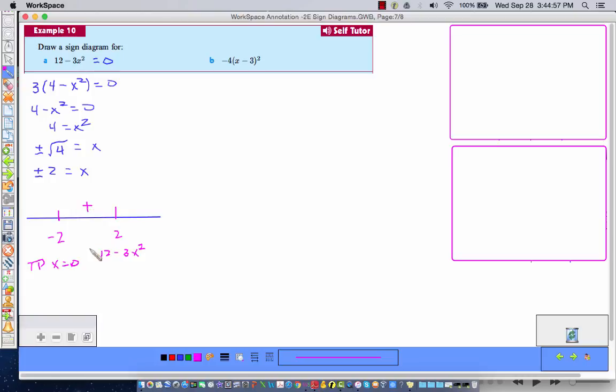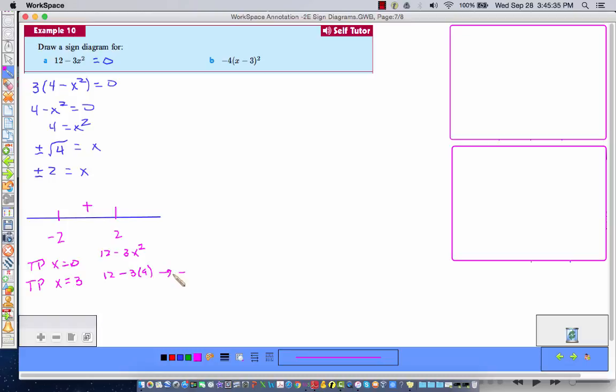So positive right there. Since it's a parabola, we really should be able to figure it out from here because we know it's opening down. So we should figure that it's negative on both sides, but let's just test it out. I'll go to the right of 2, and I will test x equals positive 3. And 12 minus 3x squared, I'll go ahead and work it out. You should be able to do it in your head, but just in case, that would be 12 minus 3 times 3 squared is 9. So that's 12 minus 27. That is definitely going to be negative.